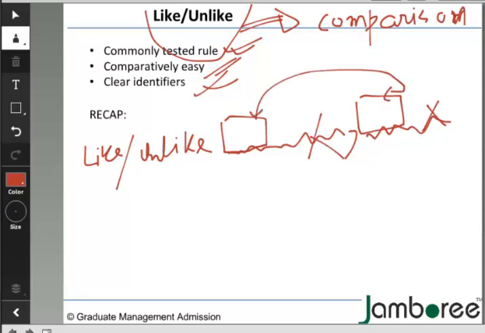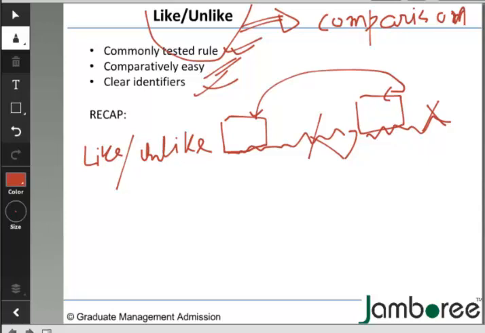And they have to be comparable. So if they're talking about food, then if this box is a food, then this also should be a food. It cannot be "unlike apples, comma, the color of carrots is red." Now that is wrong. If I say "like apples, comma, the color of carrots is red," what am I comparing? I'm comparing apples with the color, which is wrong. I have to compare apples with carrots, right? That is the correct comparison. So the structure of the sentence should be "like apples, comma, carrots are red." That is the correct structure of the sentence.